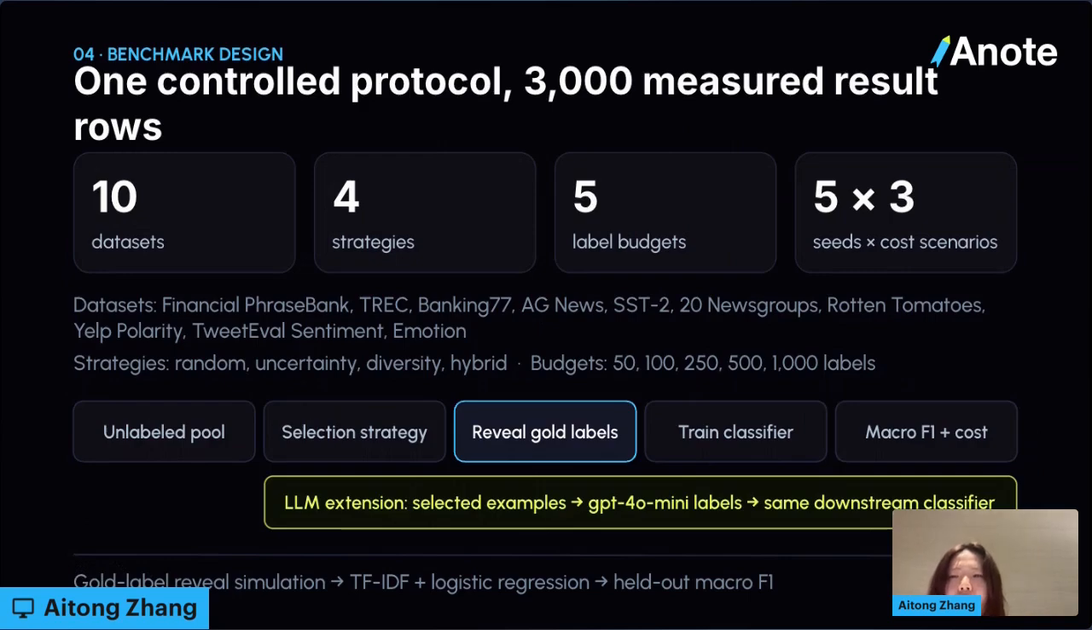The LLM extension changes only one step. Instead of revealing gold labels, GPT-4o Mini generates the labels. The downstream classifier remains the same. That lets us connect performance differences to the annotation strategy, budget, or label source, not a different training pipeline. So under this controlled comparison, does one selection strategy consistently win?